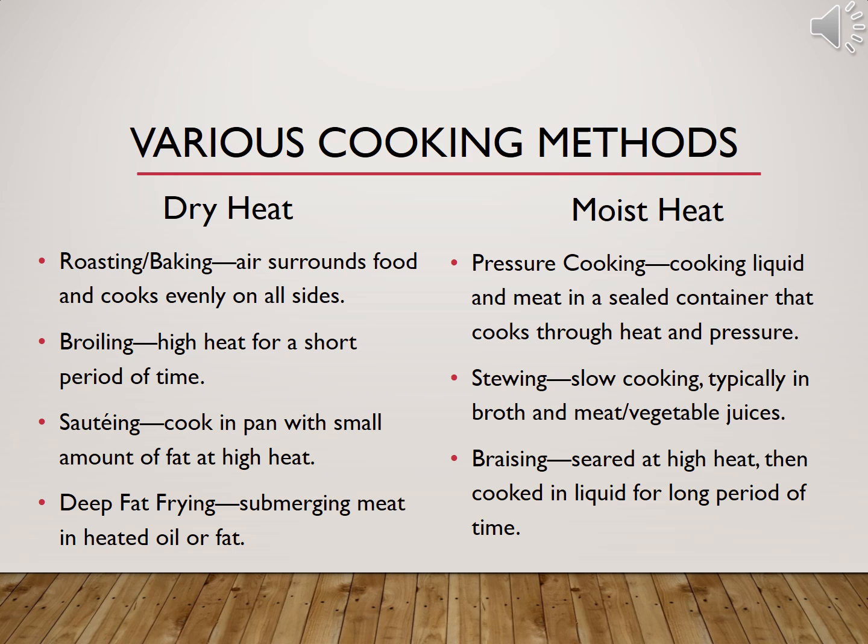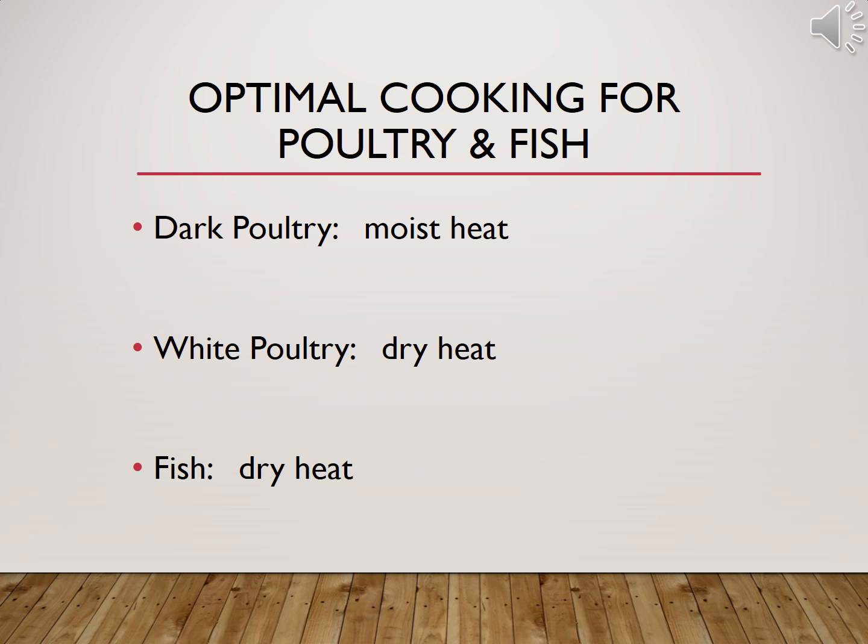The bottom line is, for all of these, notice that dry heat generally involves higher temperatures for shorter periods of time, while moist heat involves longer cooking times at lower temperatures for tougher cuts of meat. The previous slide outlines a number of different cooking techniques that can be used in a variety of different situations that will create different outcomes. However, it's most important that you have a general idea of which general cooking methods are most appropriate for fish and then the two different classifications of poultry.